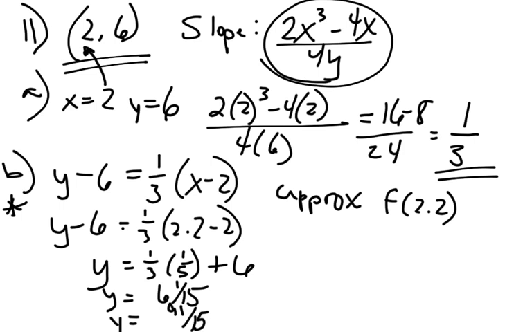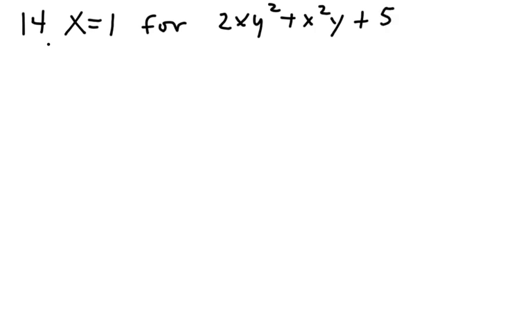Okay, now we're going to do number 14 from your worksheet. Our next problem that we're going to do as an example from our homework worksheet is number 14. It says find the equation of the tangent line(s), so it could be more than one, where x equals 1 for the equation 2xy squared plus x squared y plus 5x equals 8. Not your simplest equation to work with.